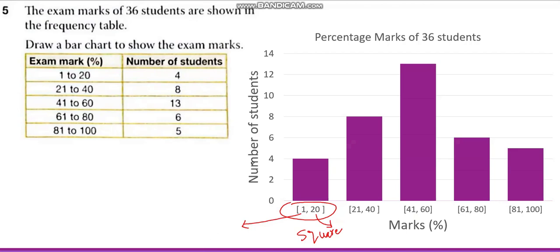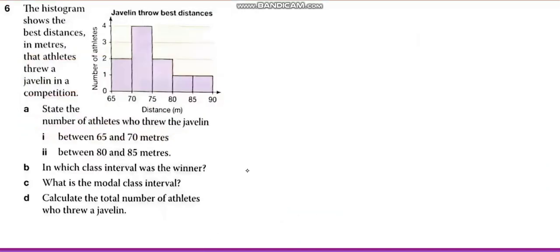Now let's move towards the next question. In this question, it says the histogram shows the best distances in meters that athletes threw the javelin in a competition. In part A, it says state the number of athletes who threw the javelin between 65 to 70 meters. So between 65 to 70, there were 2 people. Look, its frequency is 2. And similarly, from 80 to 85, there was only 1 athlete.